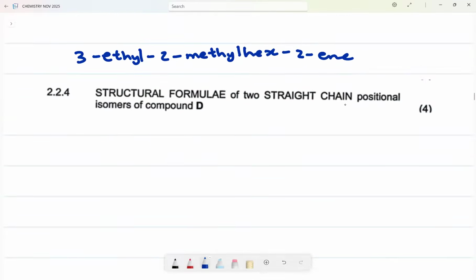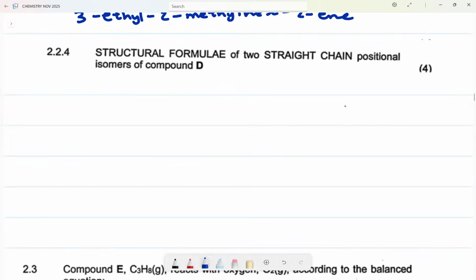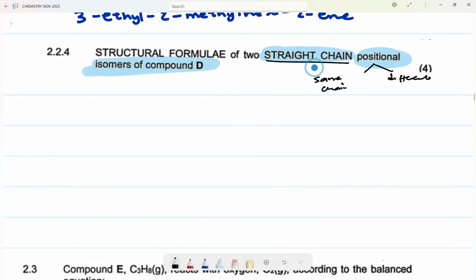Okay, good. Now they want us to draw structural formulas. Structural formulas of 2 straight chain positional isomers of D. It tells you that we will have the same chain but different. Can you see straight chain? So it should be just straight, no branch. Also a different position of the OH group. Now remember D, it is an alcohol. So it has an OH.